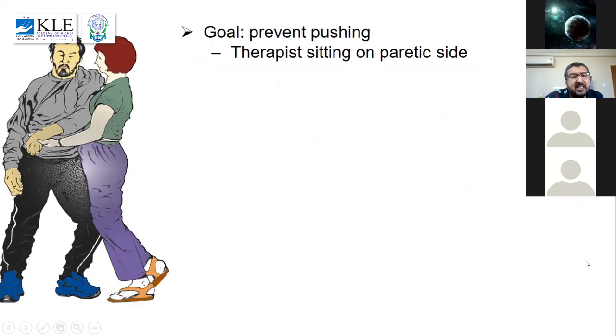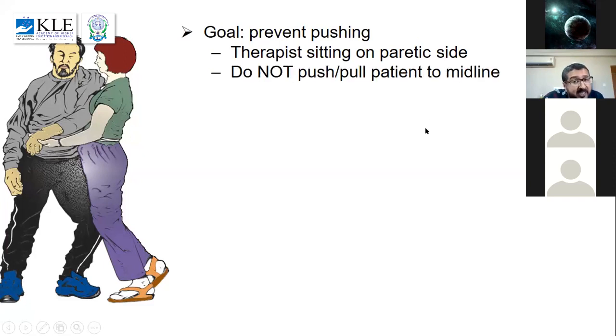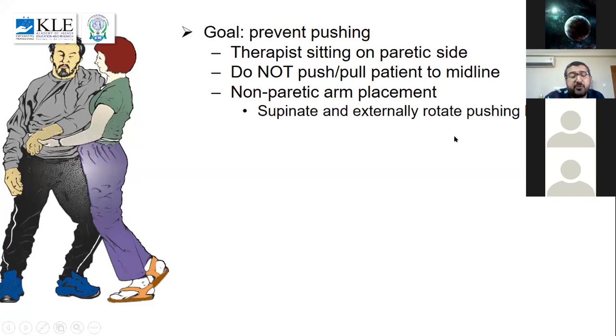Now, what are the goals ultimately? Basically, you should be able to re-establish the normal posture. You should prevent the pushing. For that matter, the therapist can sit on the paretic side. This is as per the literature. I'll come to that later. Then again, you will be asking the patient not to push, not to pull or something like that. And then the paretic arm should be placed in such a way that it is not used for pushing. Preferably, it should be kept in front, right over the lap of the patient with the elbow bent, because if they extend the elbow, they might push again.